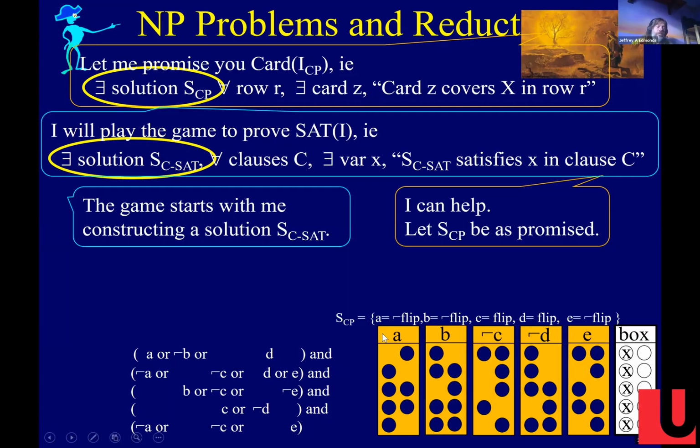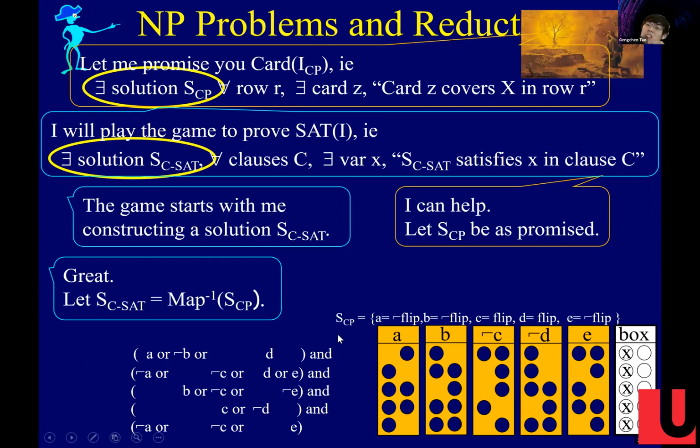She told me, don't flip A. So what value should I give A? True. She told me to flip C, so I set C to be false, right? I do this mapping here, and it gives me a solution to the variables. Everybody buy that? So now I'm claiming that there exists a solution to the variables, but now I have a solution, so I just have to prove that it has the right properties.